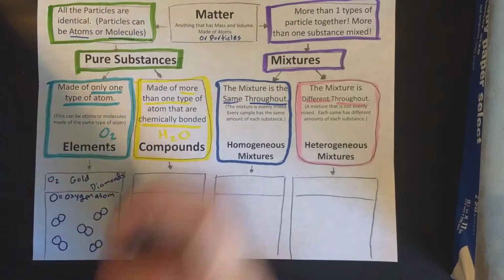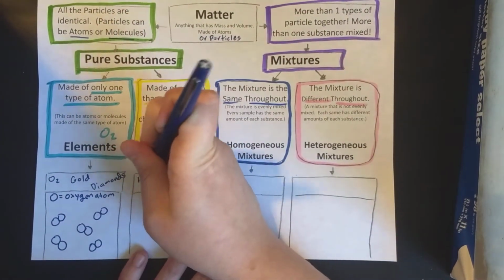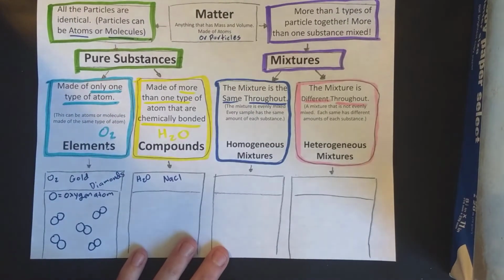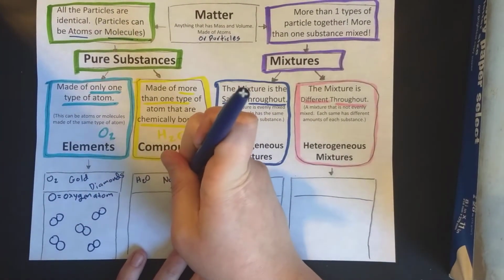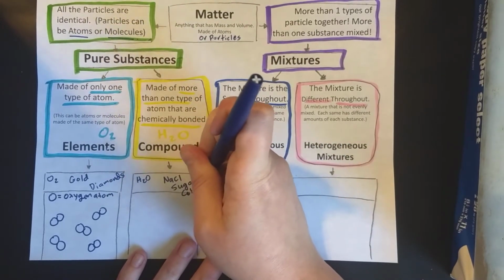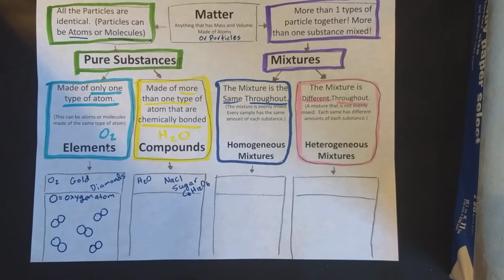Let's think about compounds. So I already told you H2O, water, is a compound. Another good example that you know is salt, NaCl. And sugar is a compound. It's C6H12O6. So let's do water for this one.